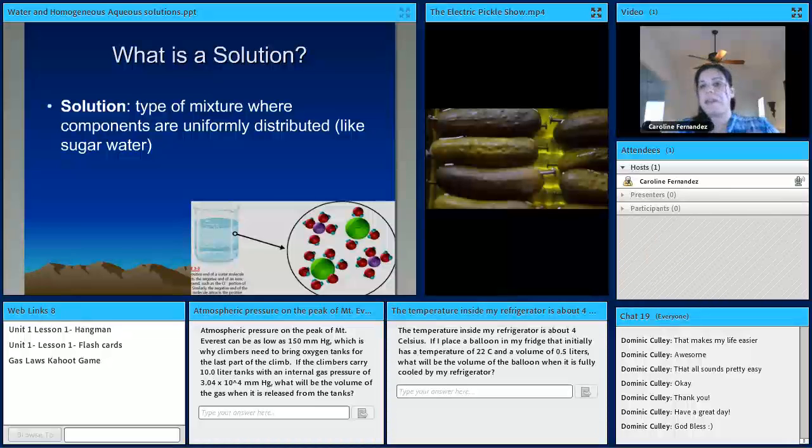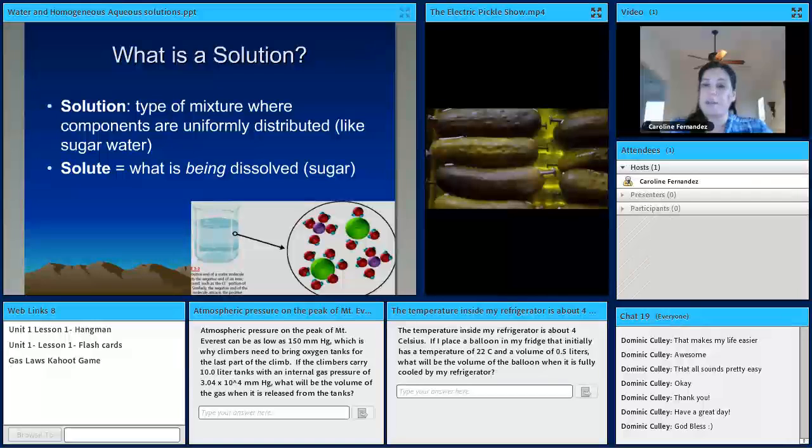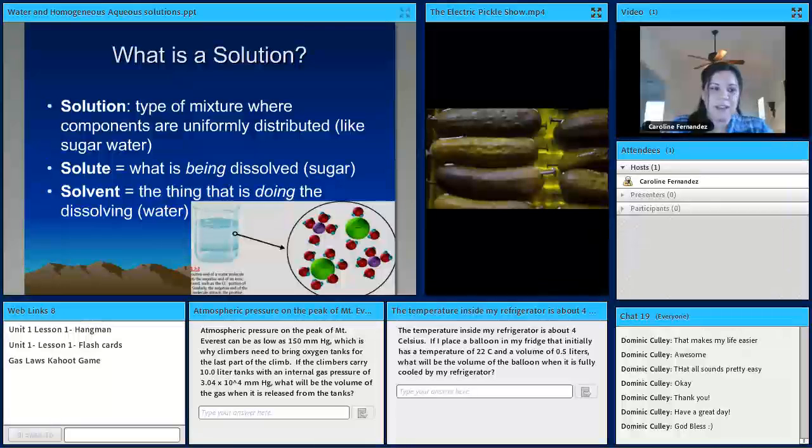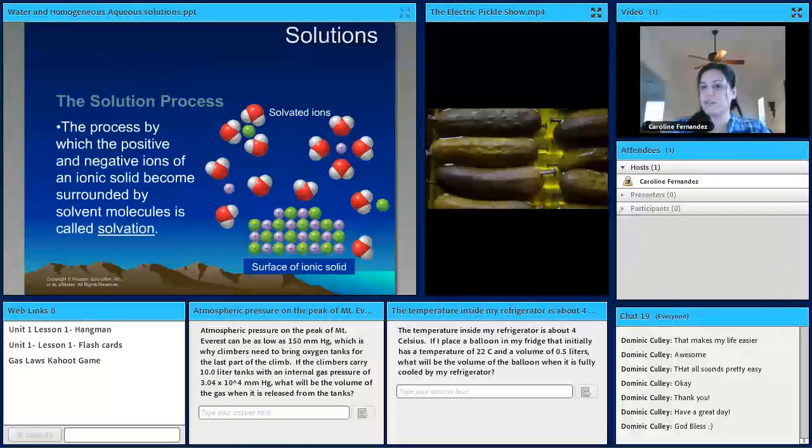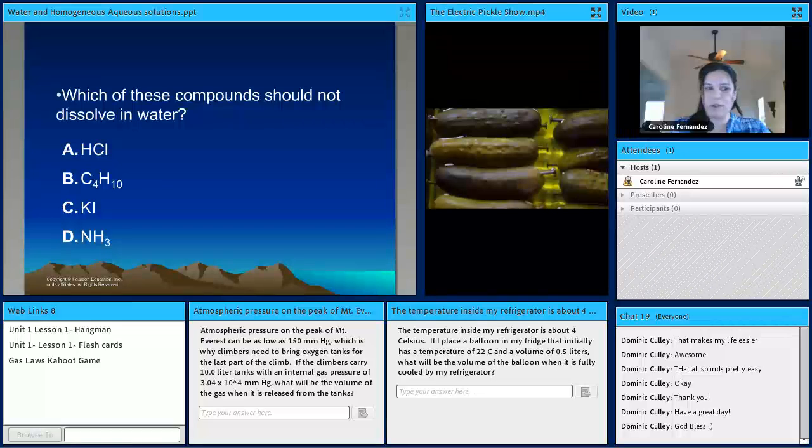Now that we know that water can dissolve many things, when we dissolve substances, we tend to make a solution. A solution is a type of mixture where the components are uniformly distributed. A perfect example of a solution is sugar water or salt water. All solutions are made up of two main parts. We have the solute, which is what's being dissolved, usually salt, sugar, Kool-Aid powder, or iced tea powder if you use powder for making your iced tea. And the solvent is what is doing the dissolving. In most cases, it's going to be water.